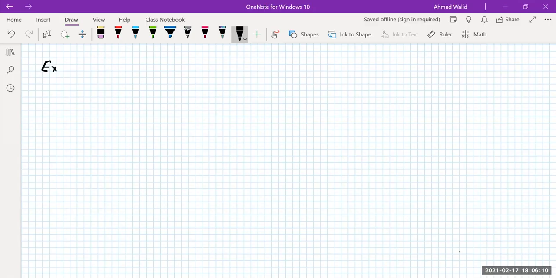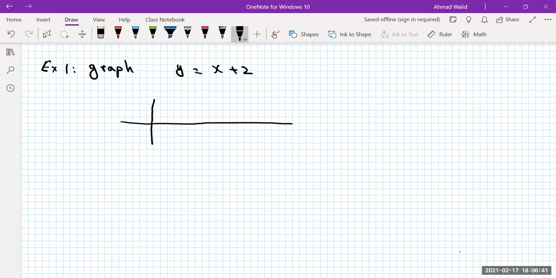Let's start with a simple example. Example number 1. For example, they are asking you to graph, and they give you an equation. Let's say y equals, for example, x plus 2. As soon as they ask you to graph y equals x plus 2, what you do is make a table of x and y. Here x, here y.